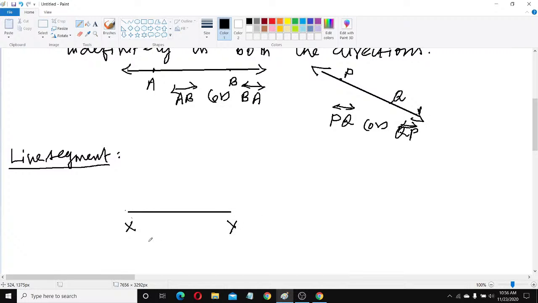Now how do we name this line segment? Because you can draw unlimited number of line segments on the board. Here starting point is there, ending point is there. So use the starting point and ending point: XY line segment or YX line segment.